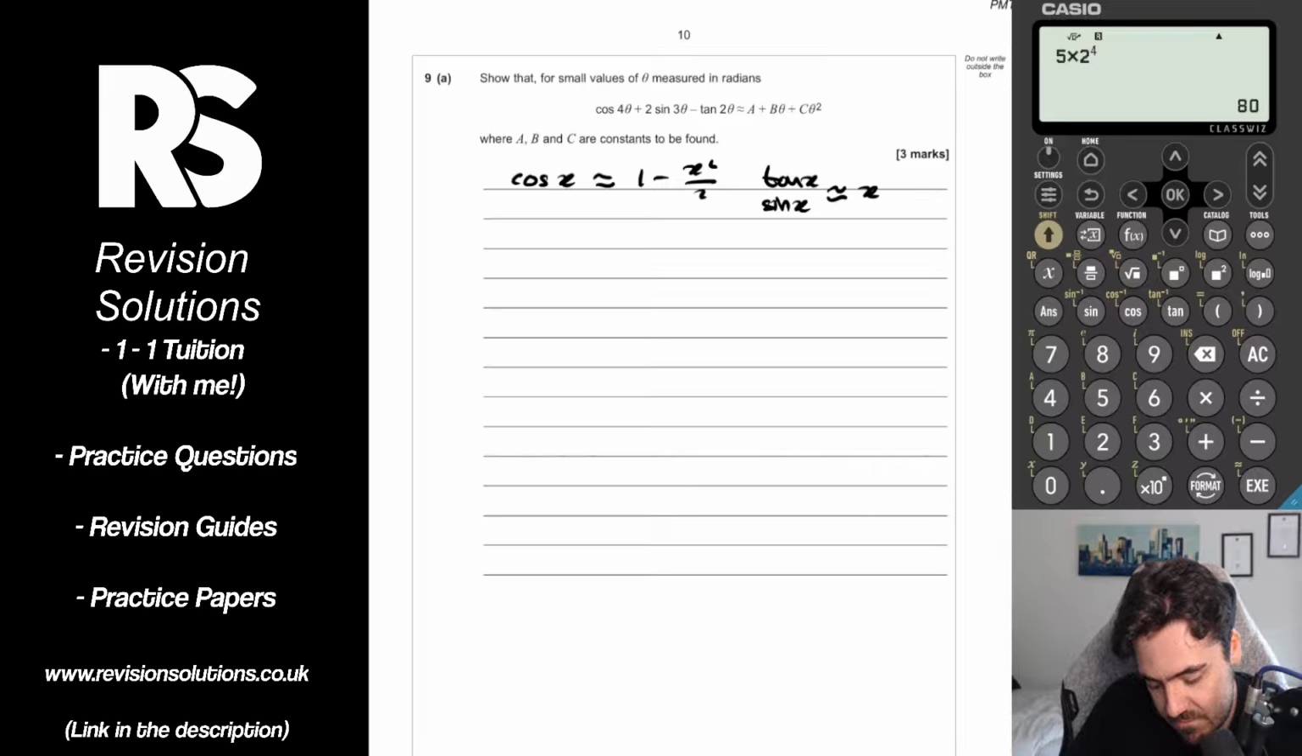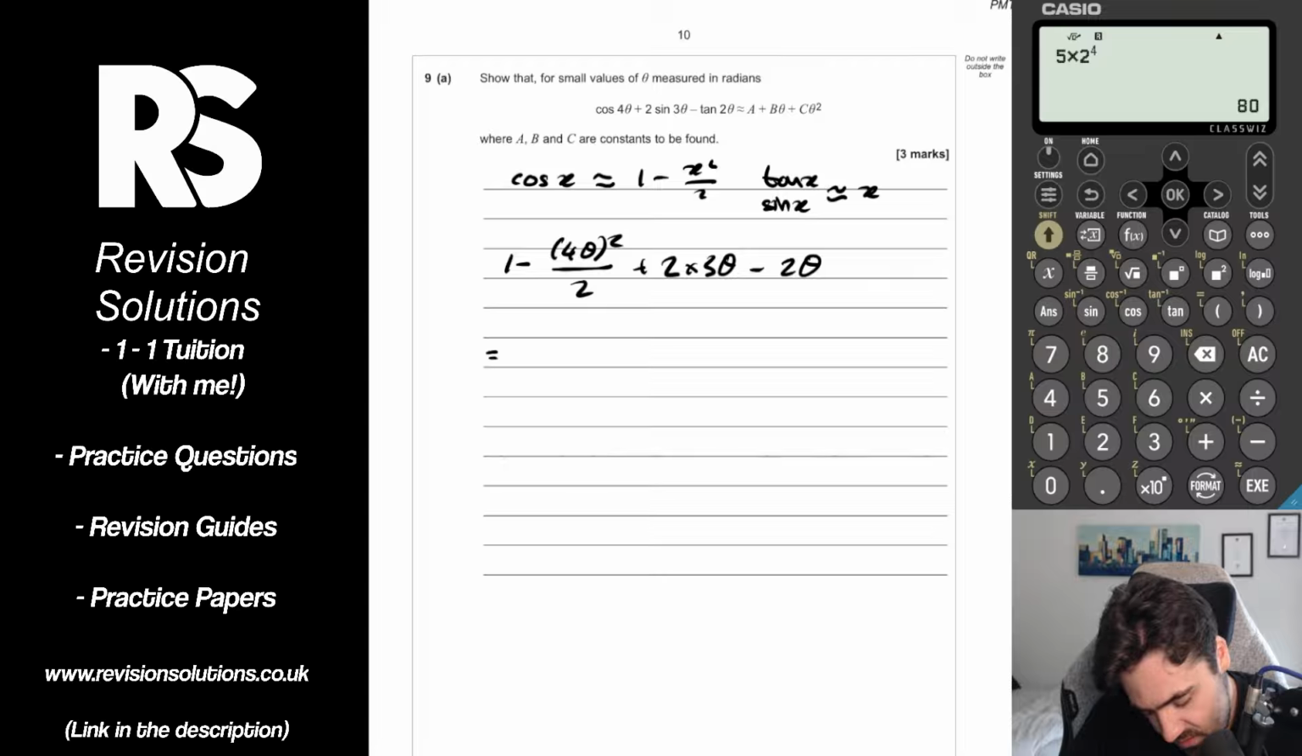But what we've got to watch out for here is that x is different in each of these. So for cos 4 theta, the x is 4 theta, so it's 1 minus 4 theta squared over 2. Then we've got 2 lots of, in the sine, the x is 3 theta, so 2 lots of 3 theta, and then it's 2 theta in the tan, so it's going to be minus 2 theta.